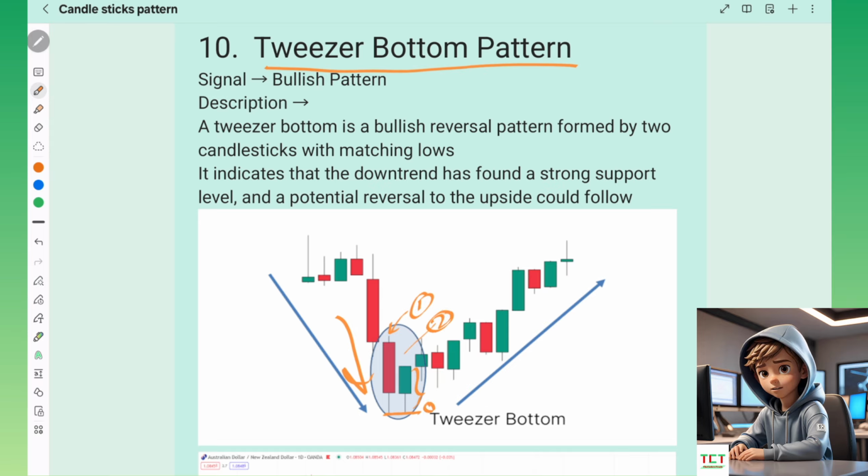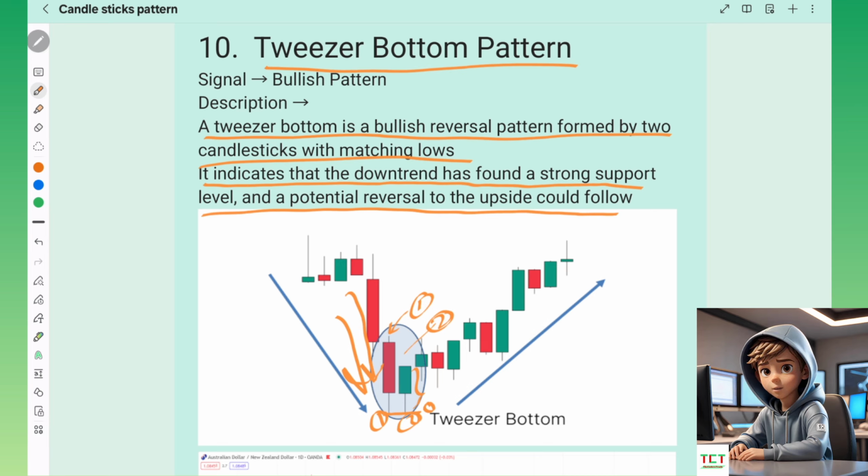A tweezer bottom is a bullish reversal pattern formed by 2 candlesticks with matching lows. It indicates that the downtrend has found a strong support level, and a potential reversal to the upside could follow. So what's happening here? The market tried to go below a certain price level twice, but both times buyers defended that level. They didn't let the price go lower. This shows that there's strong support at that level. Sellers try to push down, but failed twice. And when sellers fail repeatedly at the same level, it often leads to a reversal.